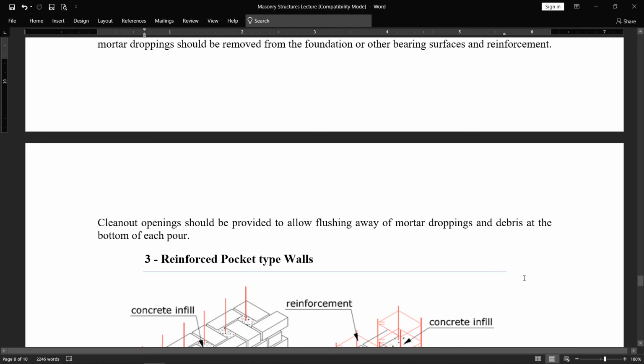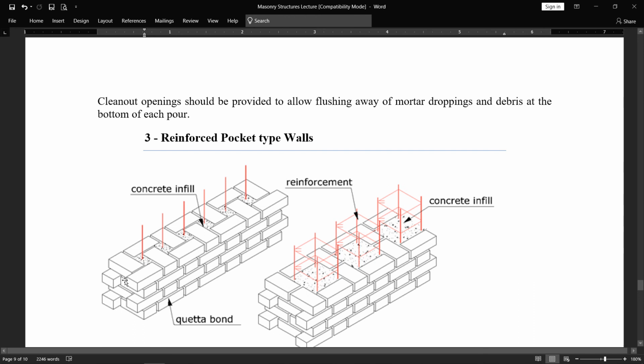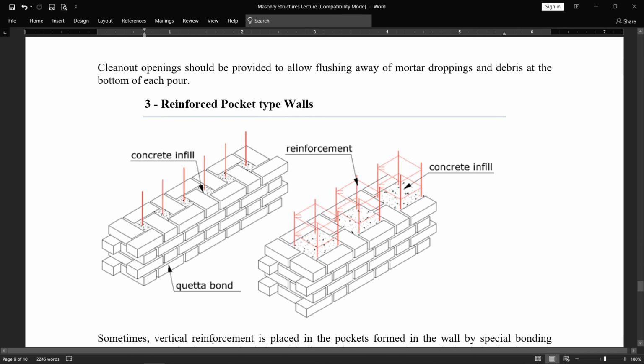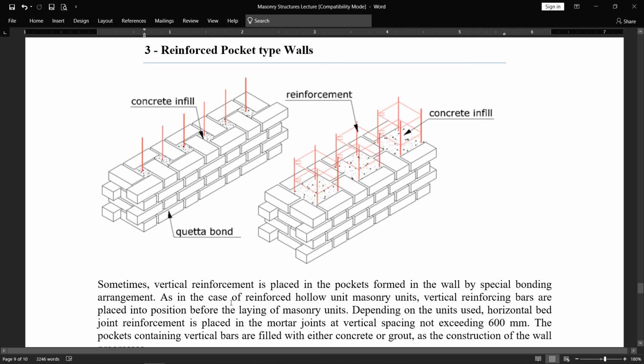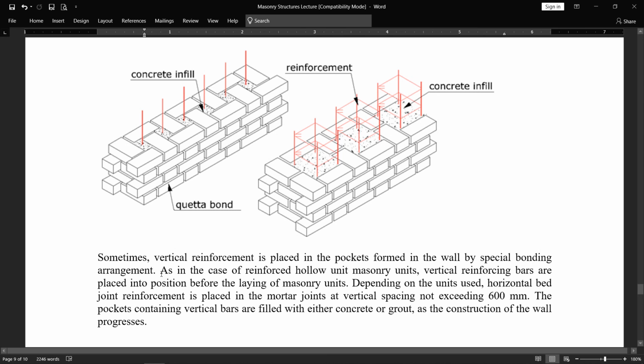Now the third type is reinforced pocket type walls. Here is the pocket type. We are constructing the masonry upward and we have placed the steel bars and then the concrete infill. You have mostly seen this type of masonry wall in your surrounding areas. Sometimes vertical reinforcement is placed in the pockets formed in the wall by special bonding arrangements. As in the case of reinforced hollow unit masonry, vertical reinforcement bars are placed into position before laying of masonry units. Depending upon the units used, horizontal bed joint reinforcement is placed in the mortar joints in vertical spacing not exceeding 600 mm. The pockets containing the vertical bars are filled with either concrete or grout as the construction of the wall progresses. So we keep filling the concrete.